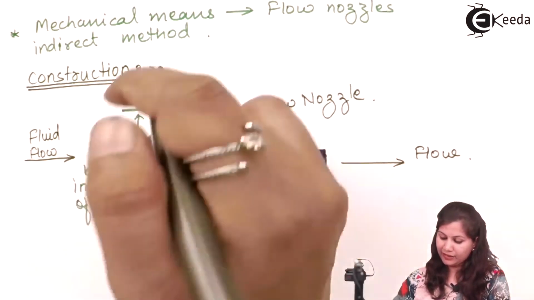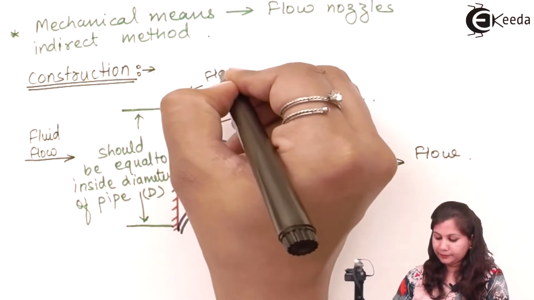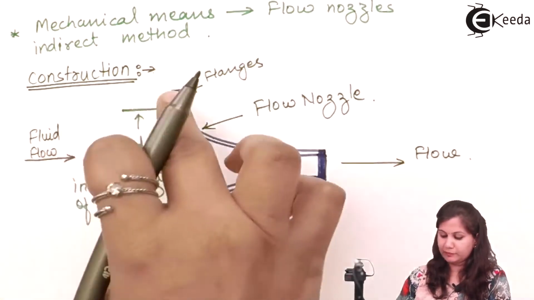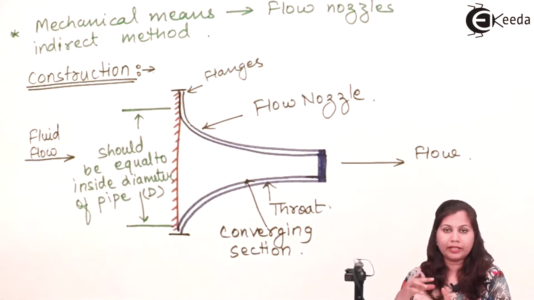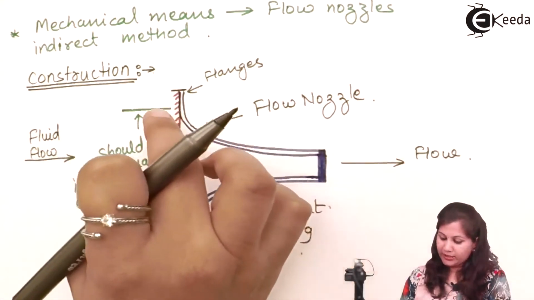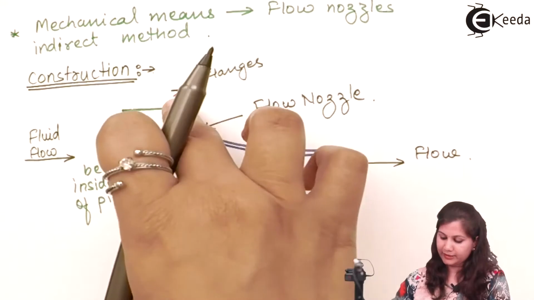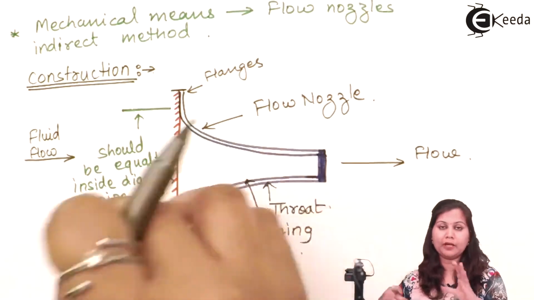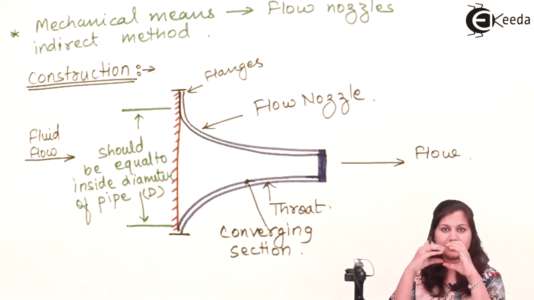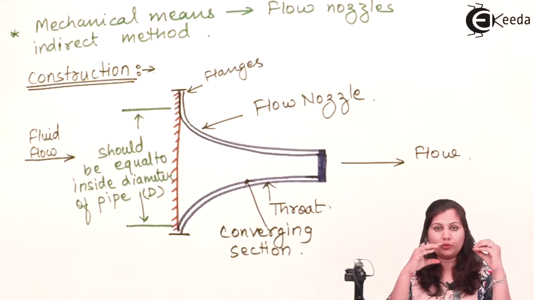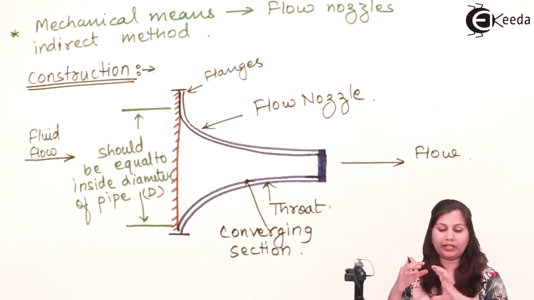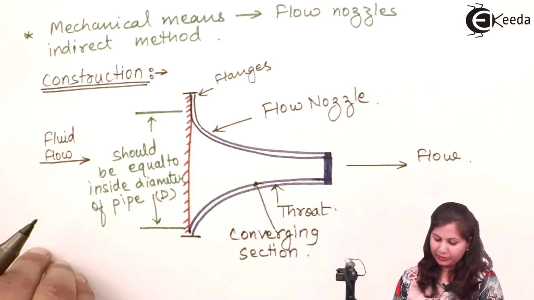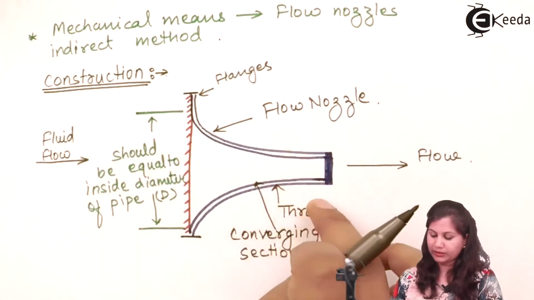There are flanges with the help of which it is attached in the pipe in which the fluid is flowing. Now the inside diameter of this flow nozzle should be equal to the inside diameter of the pipe, so that the flow nozzle gets fixed inside the pipe, and all the fluid is going to enter the flow nozzle. So here you can see that there are two main parts. One is the converging section and one is the throat.